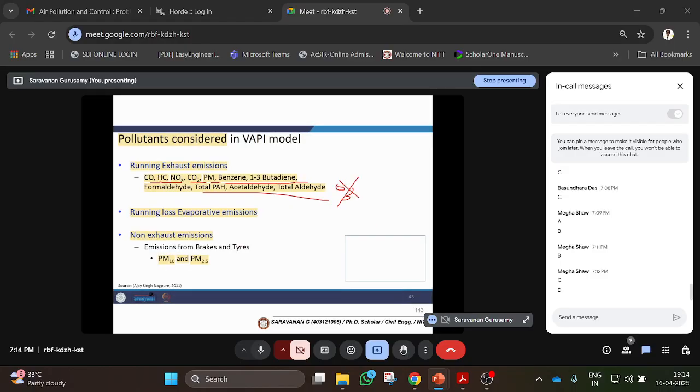Yeah. Can we move on to the next? Another one is running exhaust emission. We can find running loss evaporative emissions. These are all for vehicles, right? Non-exhaust emission like brake and tires also, PM10 and PM2.5 also. All these three can be found from WAPI model. Yes.